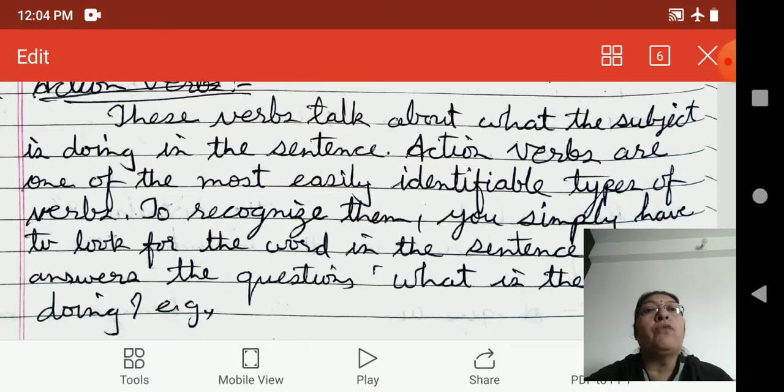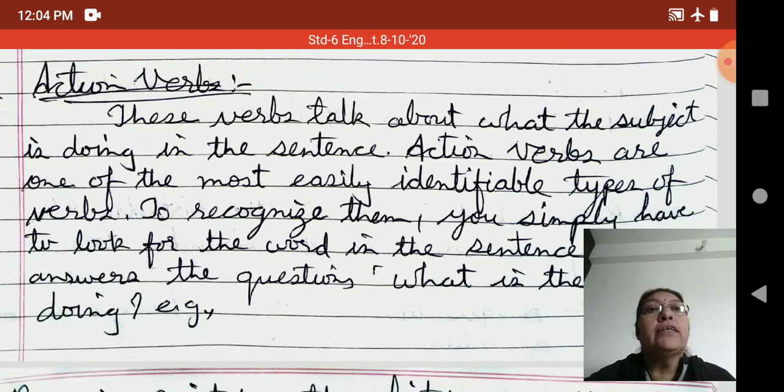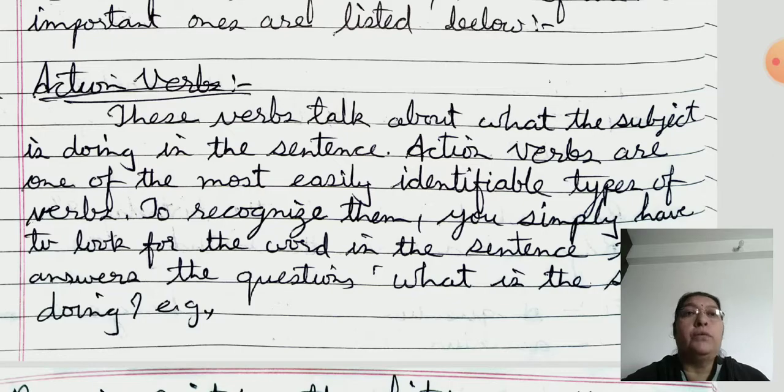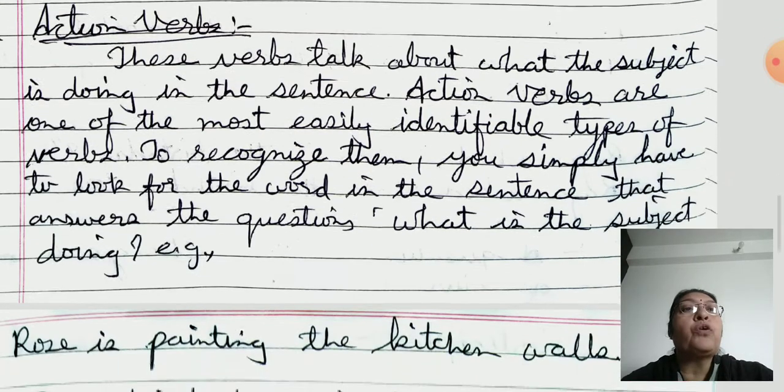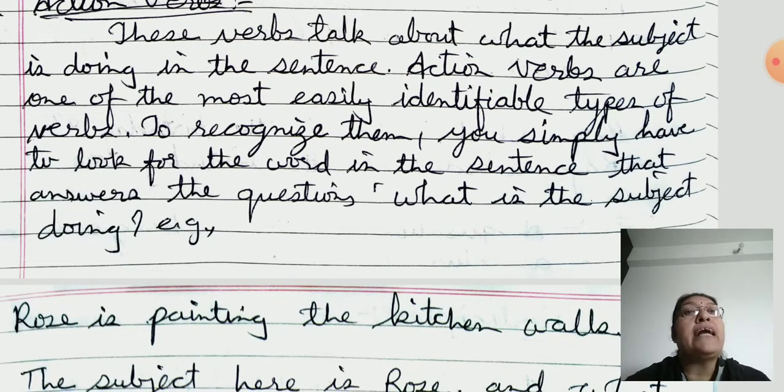Action verbs are one of the most easily identifiable types of verbs. Action verbs talk about what the subject is doing in the sentence. To recognize them, you simply have to look for the word in the sentence that answers the question, what is the subject doing?